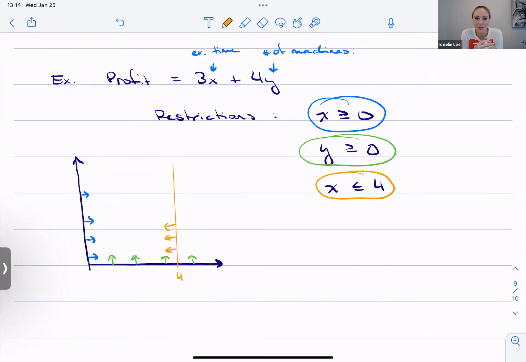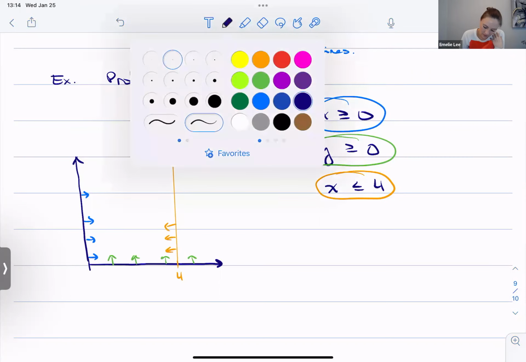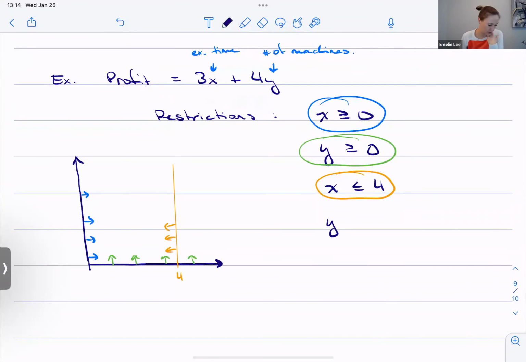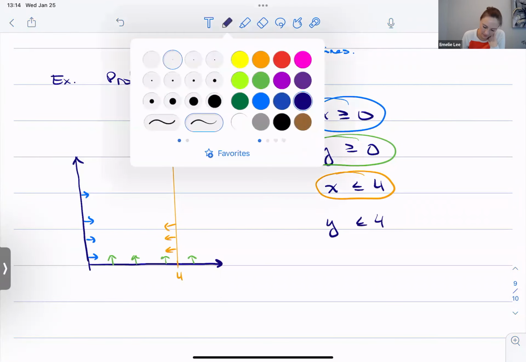I'm also going to have restrictions on Y. But on the other side, so Y, let's let Y be less than or equal to 4 as well.